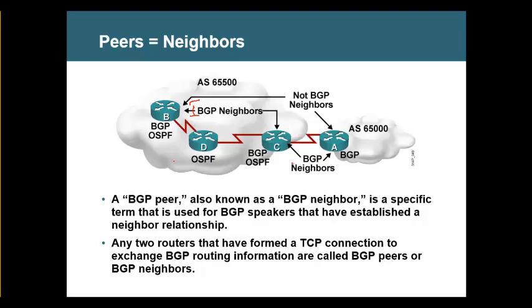This BGP that is between C and A, between two different autonomous systems, is called EBGP, External Border Gateway Protocol, and IBGP is Internal Border Gateway Protocol. A BGP peer is also known as a BGP neighbor. So neighbor, peer, both are the same. You may use any one. BGP neighbor is a specific term used for BGP speakers that have established a neighbor relationship.